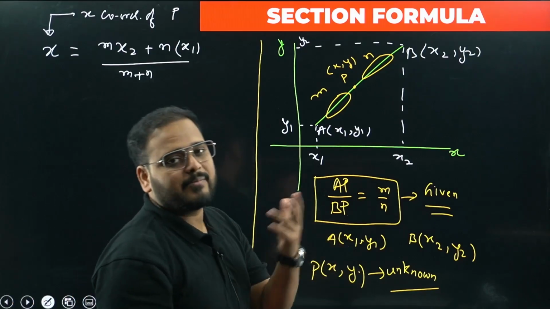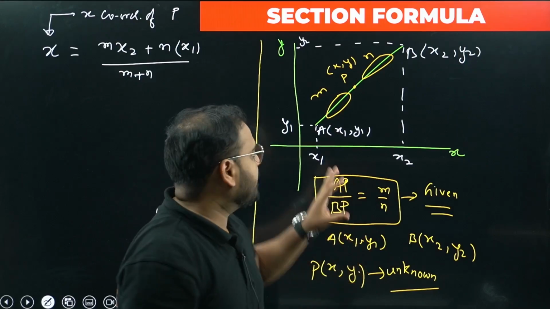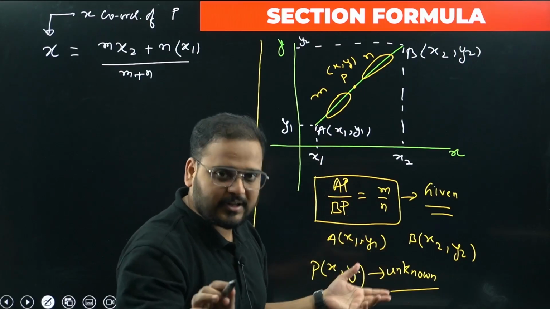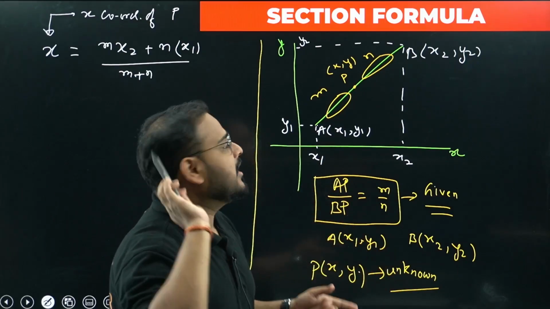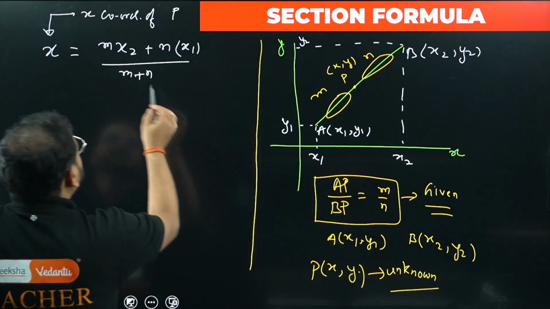How does it come? The derivation is there, but I'm skipping it. If you have a requirement for derivation, let me know in the comment section and I'll do it in the revision section. Right now I don't think that is important. Okay, so this is the formula for x.